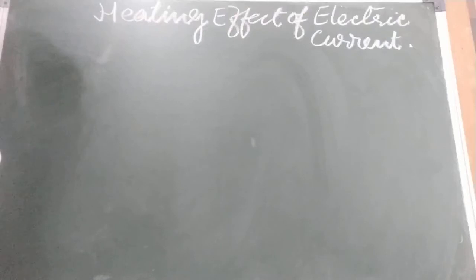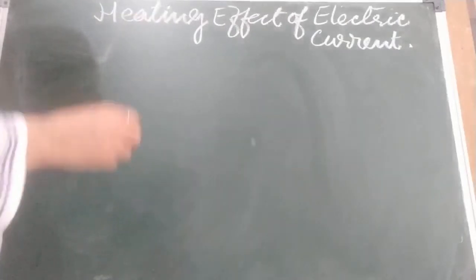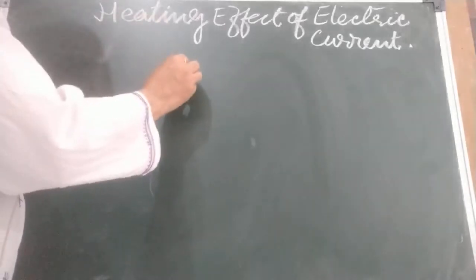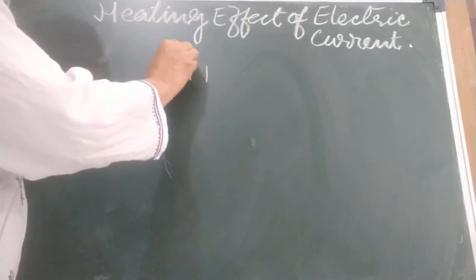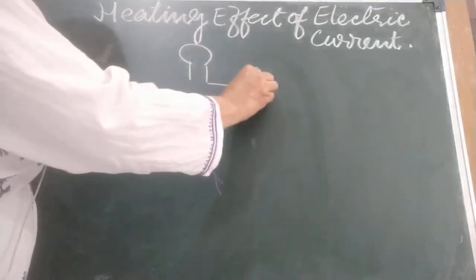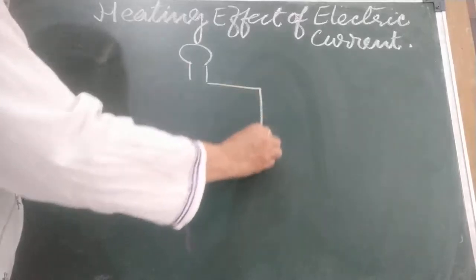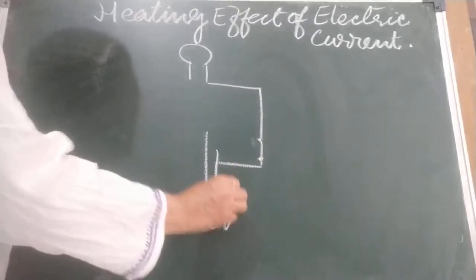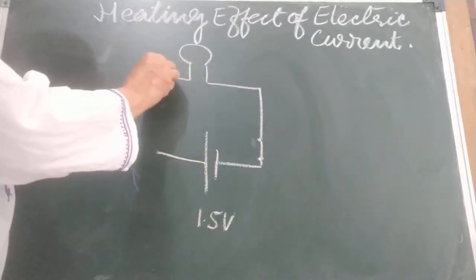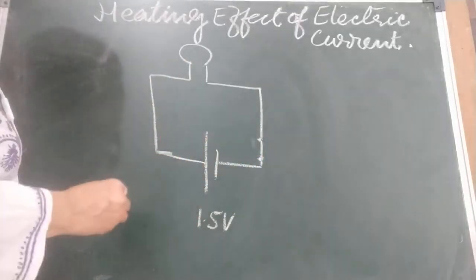So children, today we are going to discuss the heating effect of electric current. To explain this, first I am going to tell you about an activity. In this activity, we will take one torch bulb, and we are going to attach it with the switch, then to this wire, and then to the cell. Cell we will take of 1.5 volt, and then again with the wire. As we switch on the circuit, the current starts flowing.